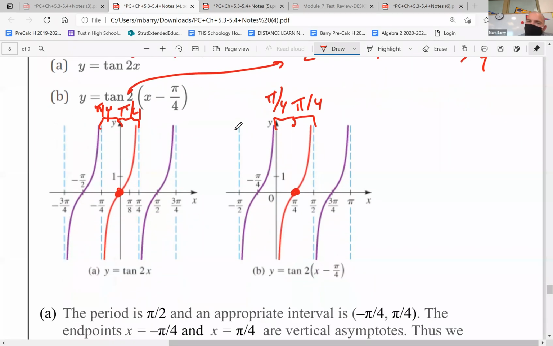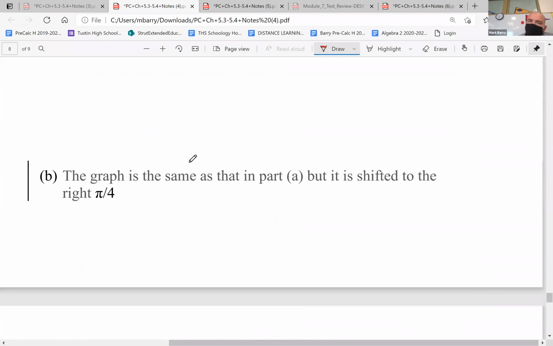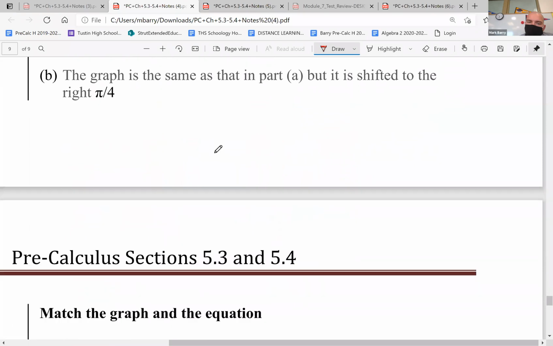All right. So these two just explain how they drew those. So if you'd like to read those later, you can.